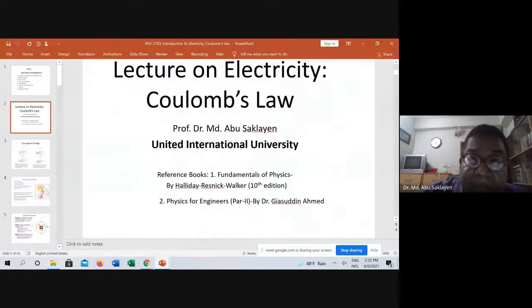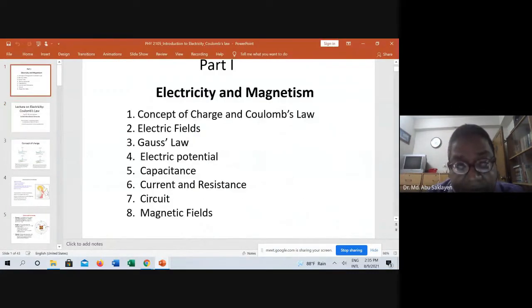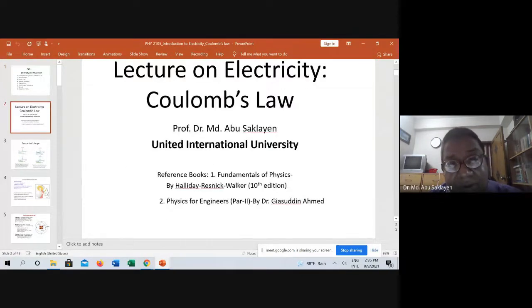So our next part of the syllabus, electricity and magnetism. These are the chapters in electricity and magnetism. And the first chapter is concept of charge and Coulomb's law.